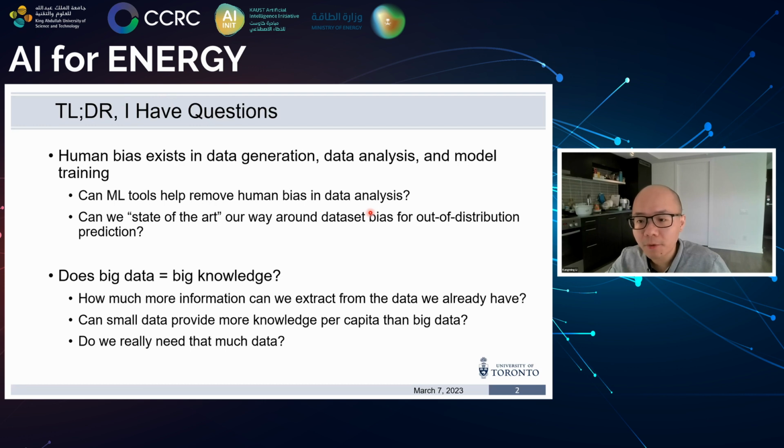And if there is already a bias in our data, how can we get over it by combining the state-of-the-art neural network with big data? And speaking of big data, big data always implies big knowledge. How much more information can we extract from the data we already have, and how can we maximize the amount of information extracted from our data so that a small amount of data can be as useful as big data?